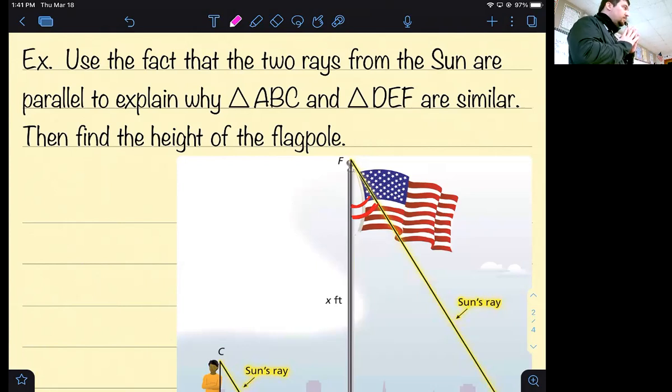Wait, so what are we doing tomorrow? Spring break. Use the fact that the two rays of the sun are parallel, which is always true, to explain why triangle ABC and triangle DEF are similar. Then find the height of the flagpole.